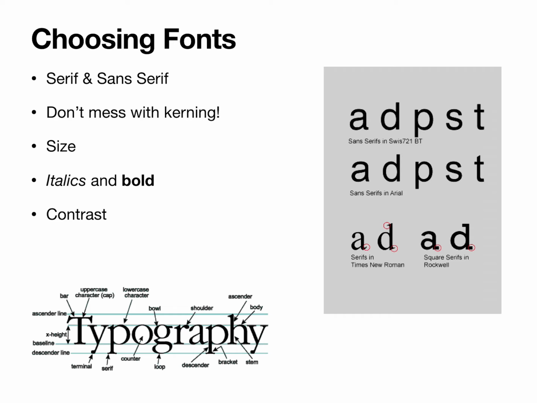So if you look at the illustration on the right here, you can see that there are two fonts up top that are sans serif. They don't have the little feet, and then the fonts below do have the little feet. Those can be just regular serifs or square serifs. Generally, a sans serif font is going to look more modern, and a serif font is going to look more classical.